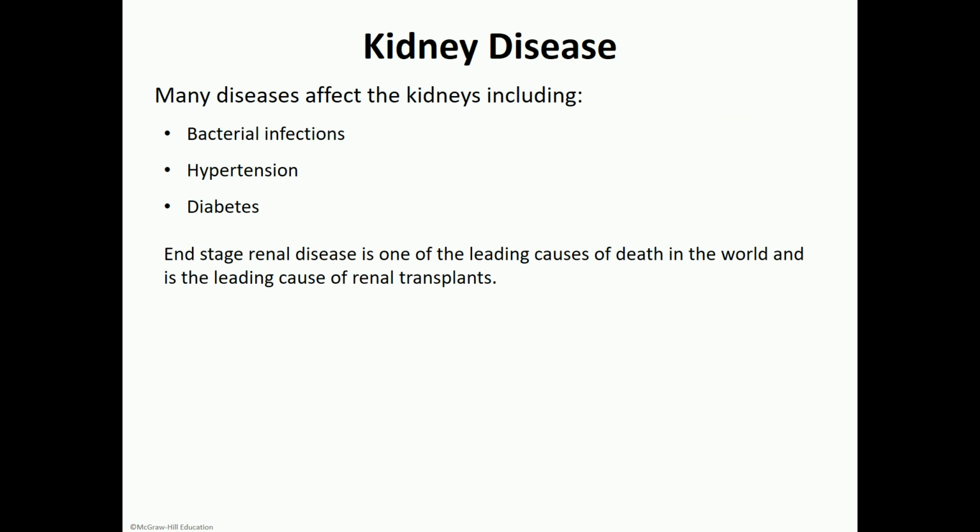Now, a couple of kidney diseases that affect the body could be something affecting the kidney itself, like, for example, a bacterial infection, or it could be a systemic disease that can lead to complications in the kidney, the most famous of which are hypertension and diabetes. End-stage renal disease is one of the leading causes of death, and as of now, the only treatment for it would be a renal transplant.